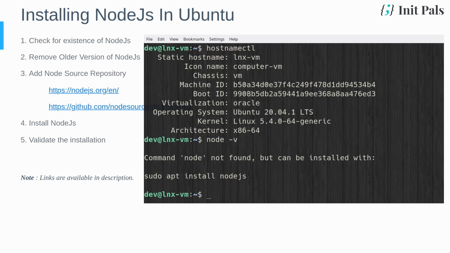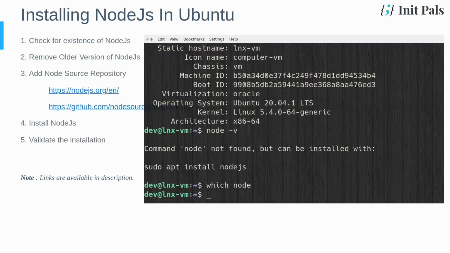The alternative way to check the existence of any application is to execute the command which and the application name. Say node. This would return the location of the installation path of Node.js. So since it is blank, this indicates that Node.js is not yet installed in this server.